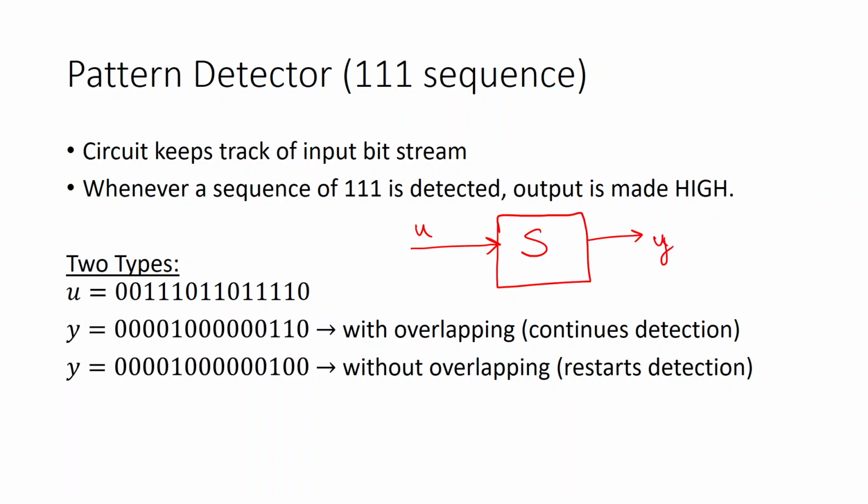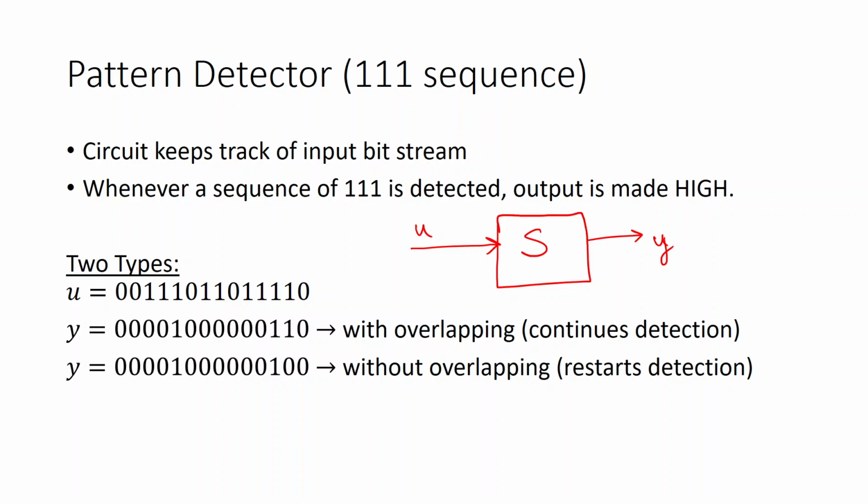So what does the circuit have to do? The circuit has to keep a track of the input bit stream. This is the first thing. It should remember what previous bits have come, and along with it, when the present bit comes in such a way that the total pattern is completed, then the output would be made high, or it should indicate that the output is made active.